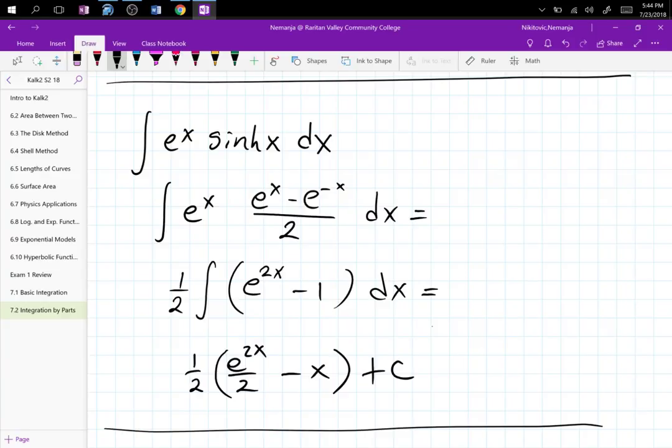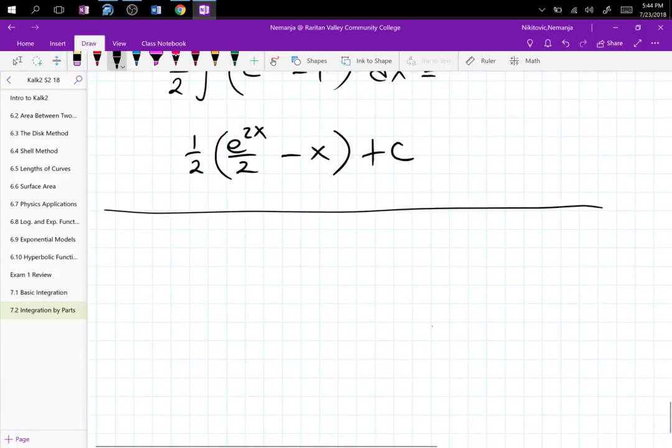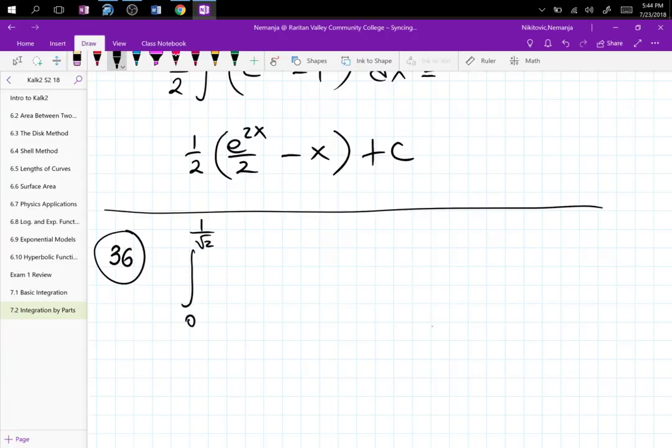I'm just scared of the reduction thing that's in 6.4. So let's do one spicy example, and then switch gears to trig. So that's why this problem 36 is the trig warm-up question. Integral from 0 to 1 over square root of 2 of y times tangent inverse of y squared dy.